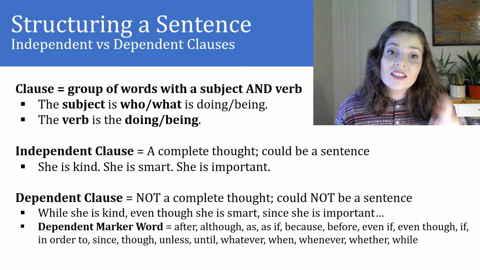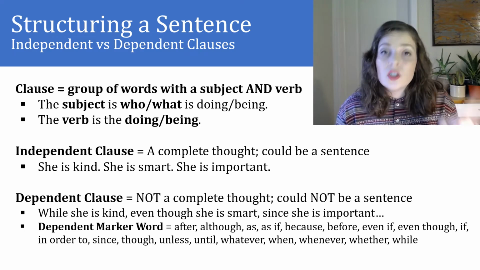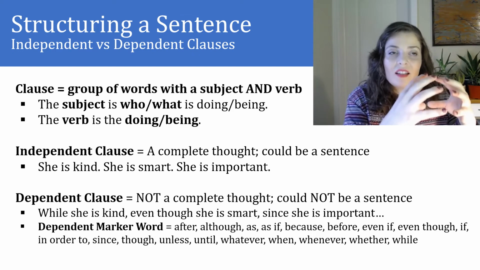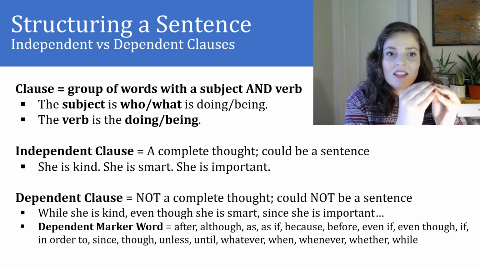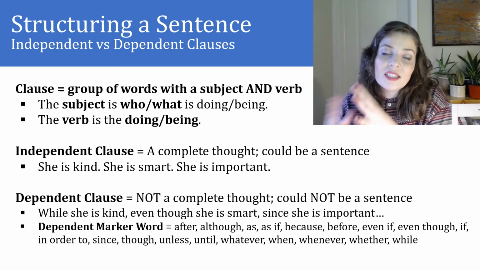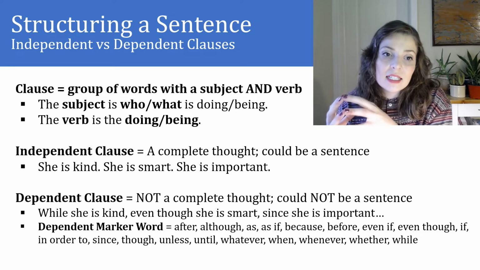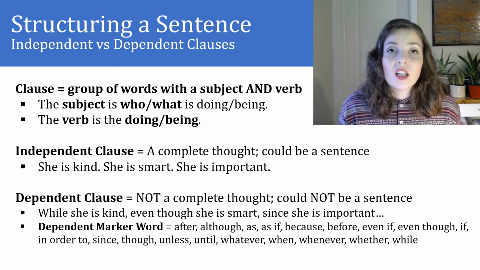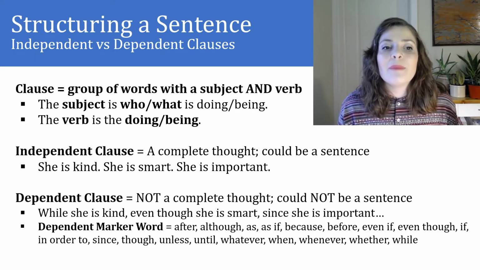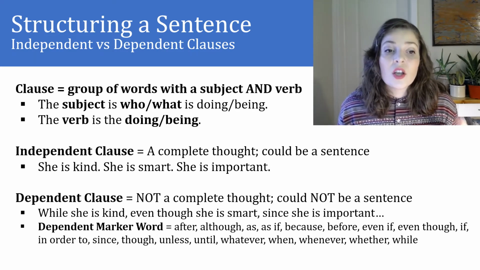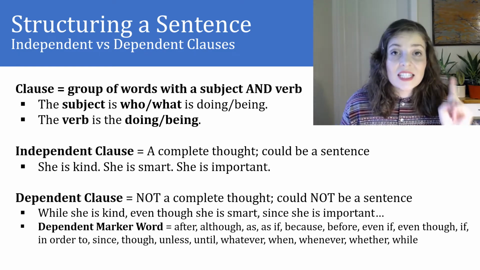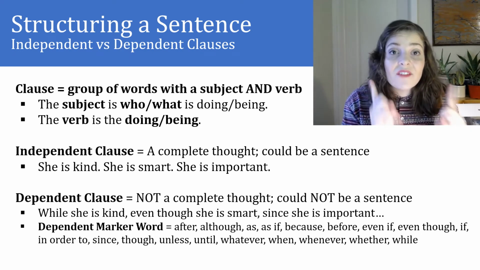So the subject is the who or the what is doing or being something. That's the person, the topic, the whatever, the subject of the sentence. The verb is what that subject is doing or being. So what's happening, what is the action of that sentence? So an independent clause is a complete thought. It could be a sentence. It stands independently on its own. So she is kind, she is smart, she is important. She is the subject and is the verb.